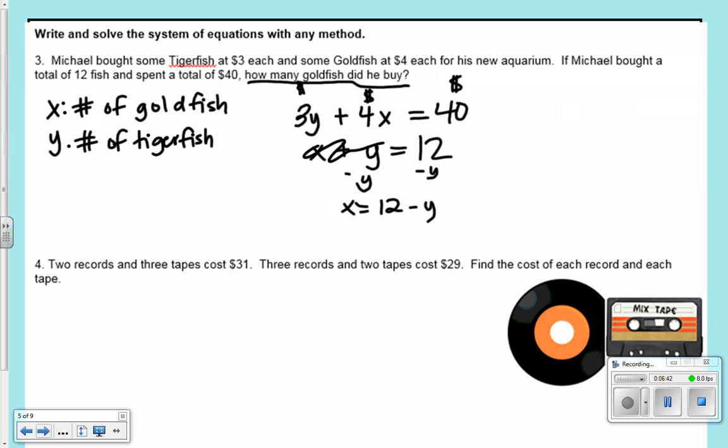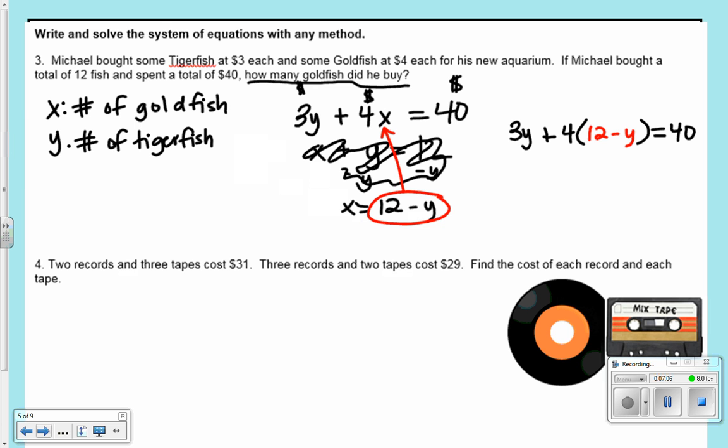Okay, so I'm actually going to cross through this because I don't need it anymore. And I'm going to focus on X equals 12 minus Y. If I know that X is 12 minus Y, I should be able to plug it in for X, right? So I'm going to rework this top equation. 3Y plus 4 times X should equal 40. But instead of X, I'm going to put in that 12 minus Y. Okay, so now I just work it out. 3Y plus 48 minus 4Y equals 40. That gives me negative Y plus 48 equals 40.